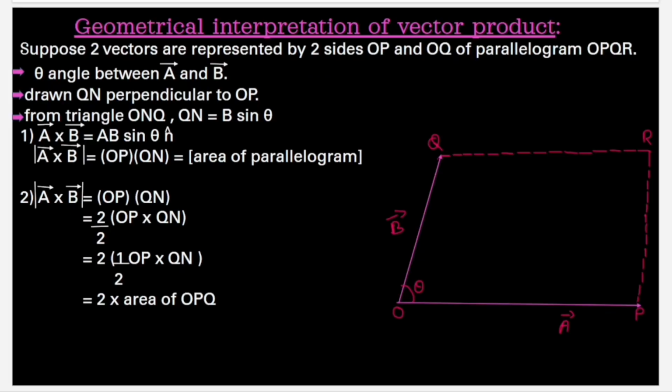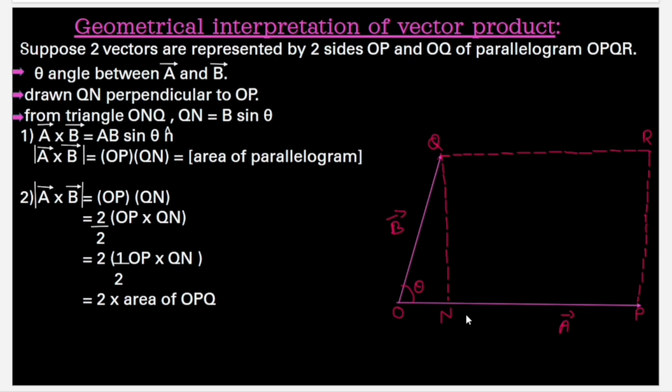Next topic is geometrical interpretation of vector product. Suppose two vectors are represented by sides OP and OQ of parallelogram OPQR, A vector and B vector. Theta is the angle between vector A and vector B. Draw QN perpendicular to OP. From triangle ONQ, we know that QN is equal to B sin theta.